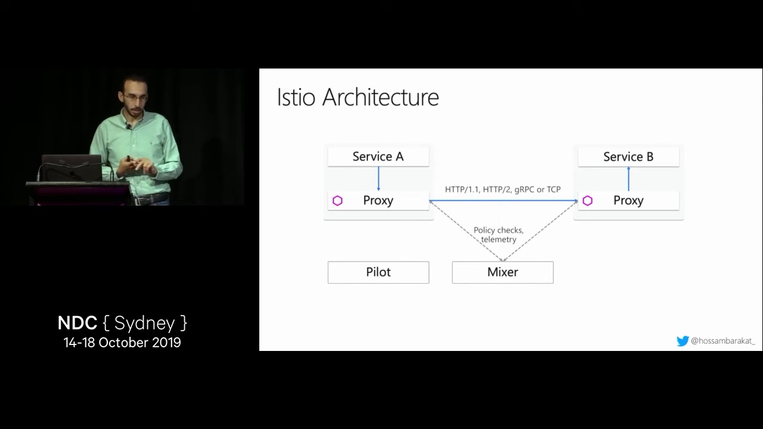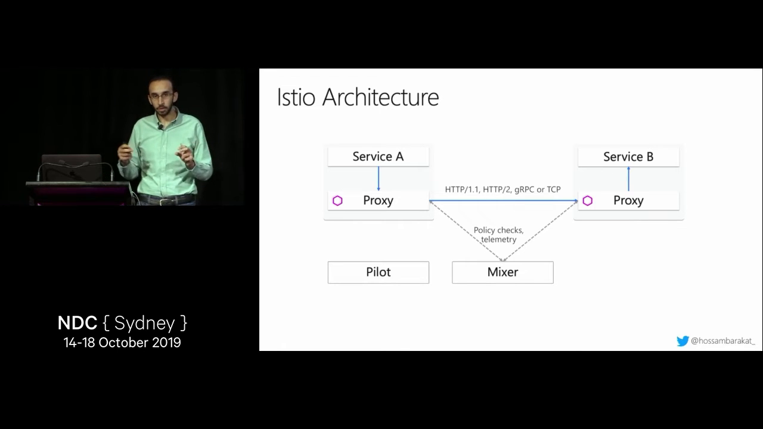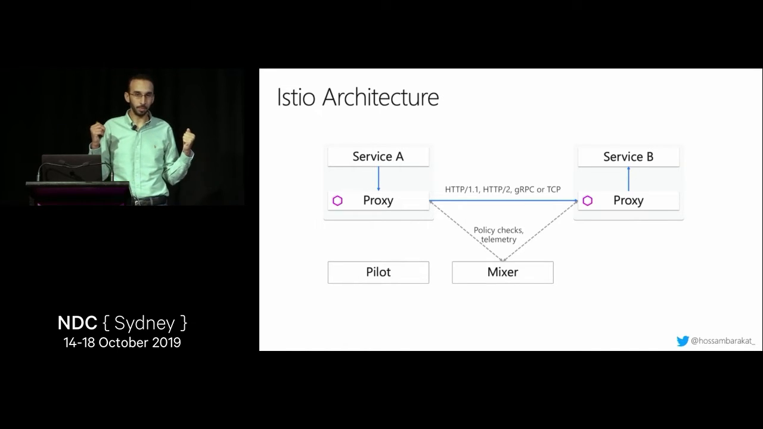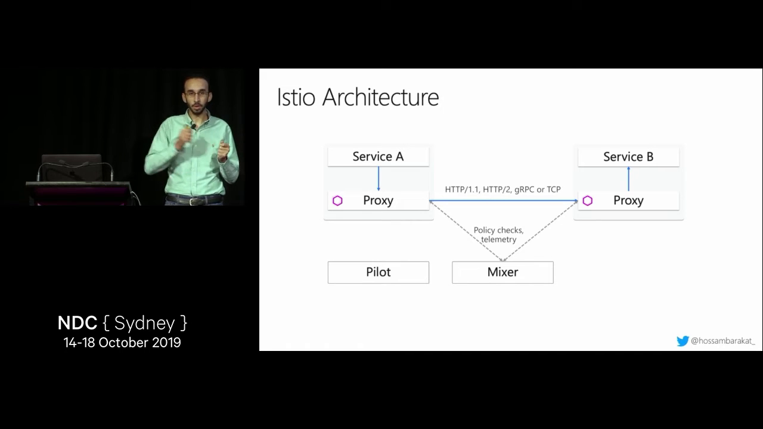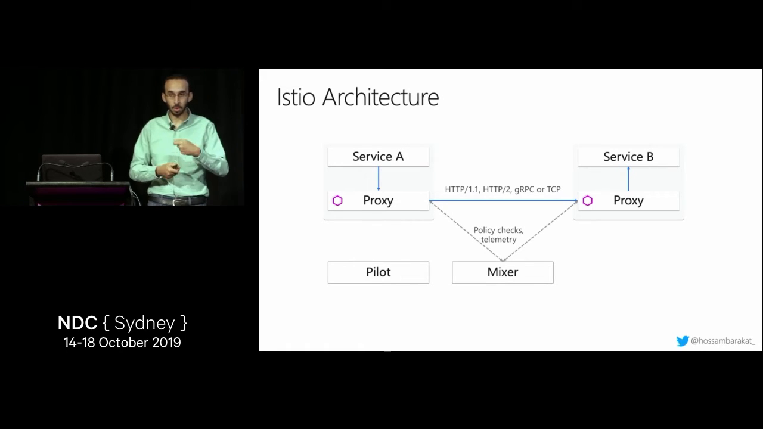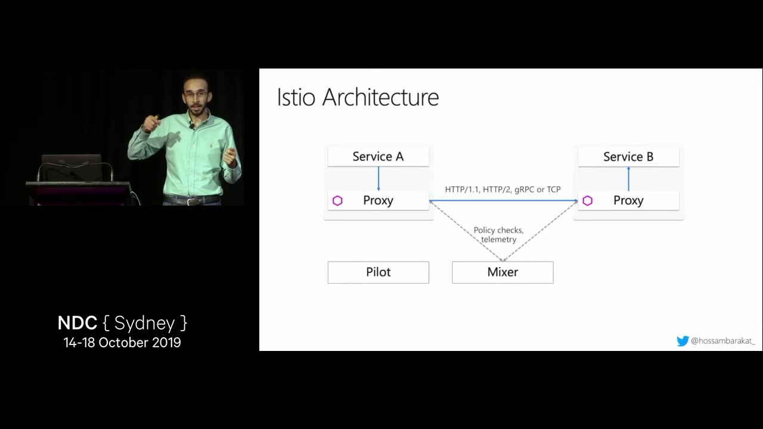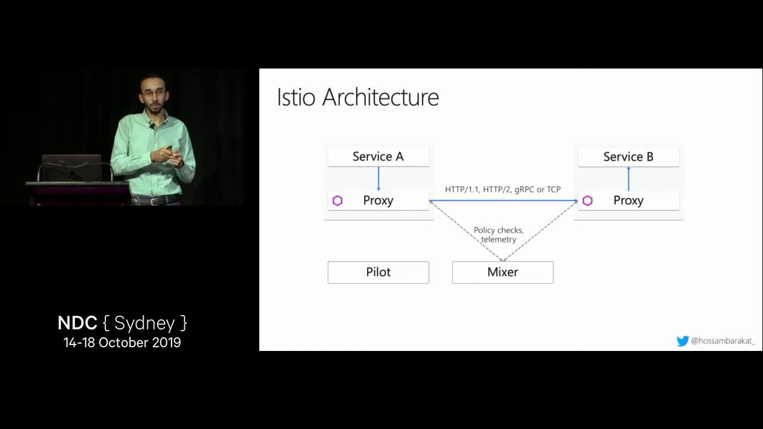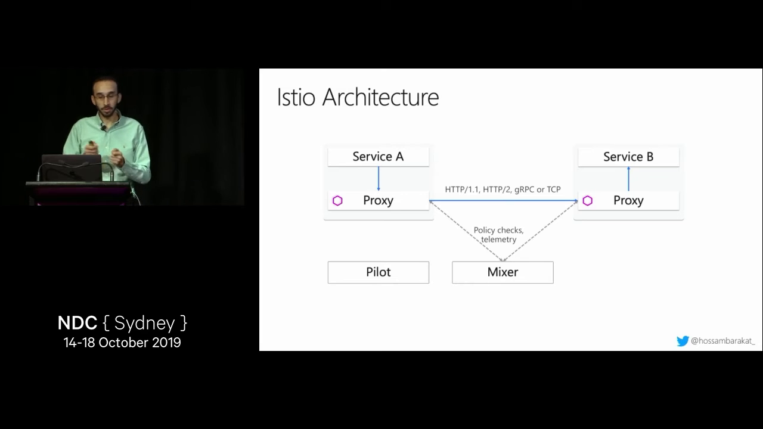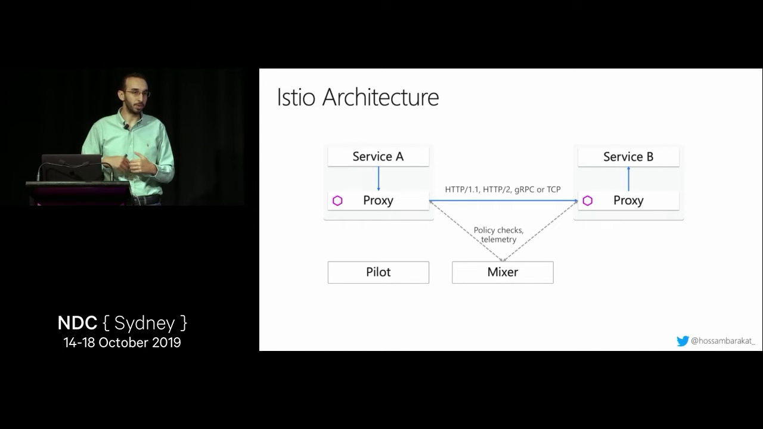Policies means I can start applying traffic routing policies for any service-to-service communication, because whenever a call happens between two services, before the call proceeds, the sidecar proxy will go and ask the Mixer, am I allowed to do this call or not? And if I'm allowed, then the call will proceed. And after the call completes, asynchronously, the sidecar proxy will be sending telemetry information to the Mixer. Then the Mixer will grab that telemetry information and share it with other monitoring platforms, as we will see later.